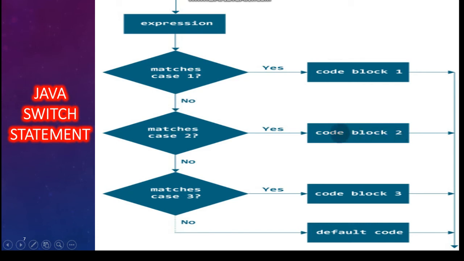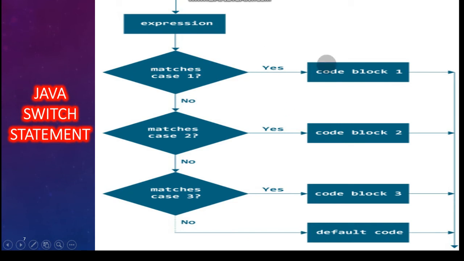If it is false, again it will go to the next block, that is match case 3. If it is true, then code block 3 should execute. If none of the cases is executed, then you have to print one statement, that is the default statement.